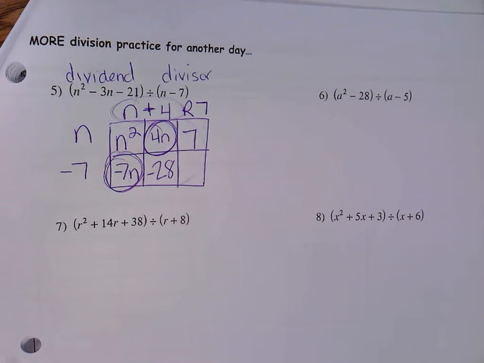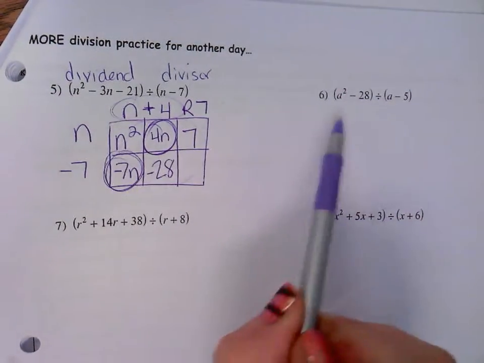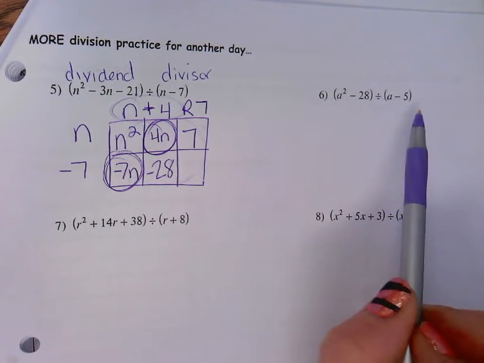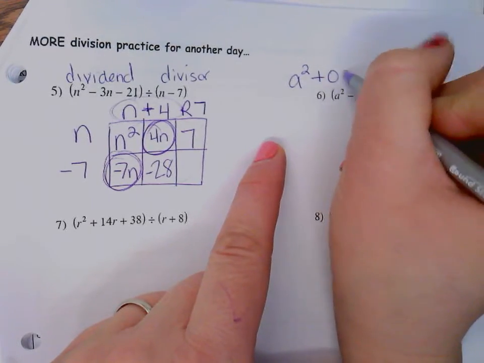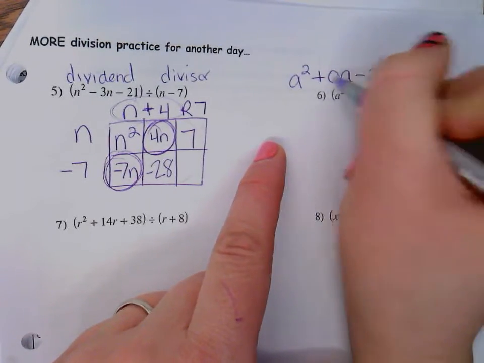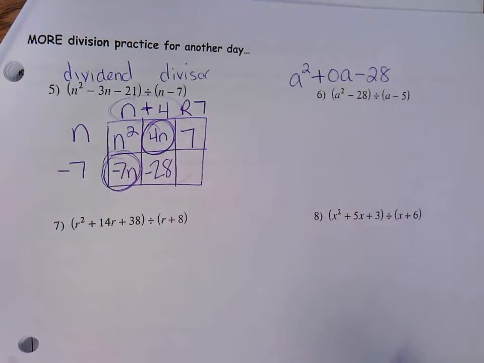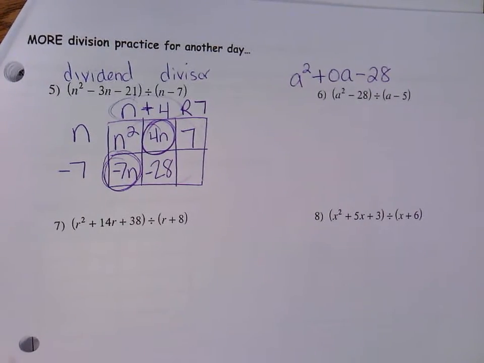So the reason I was going to show you number 6 is because they left out the middle term of this trinomial. So I could rewrite this problem to help me as a squared plus 0a minus 28, because when you're doing division, you don't want to skip any of your terms. So if you want to attempt this one by yourself, go for it.